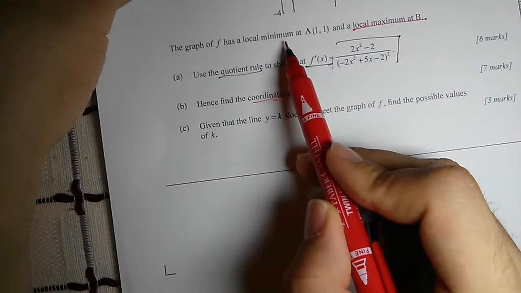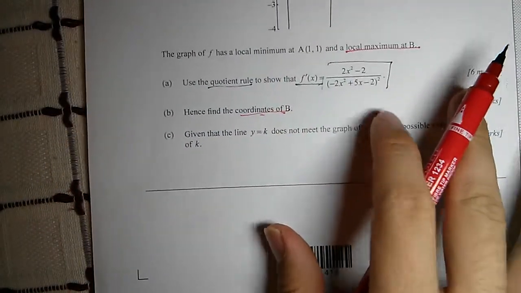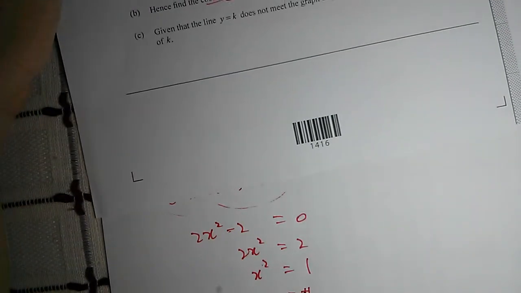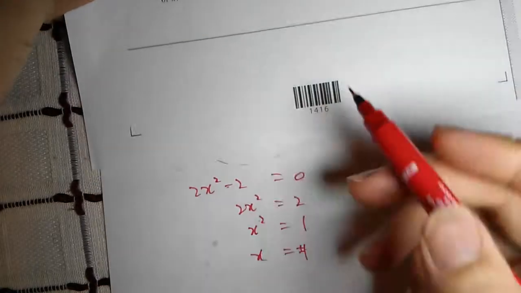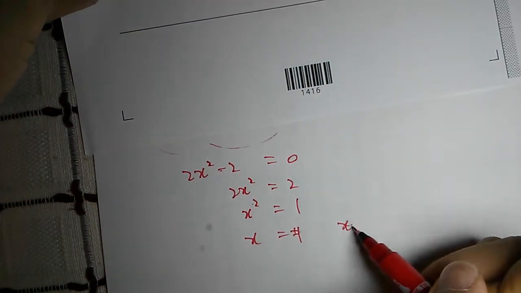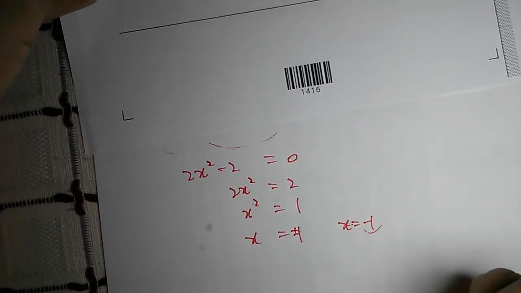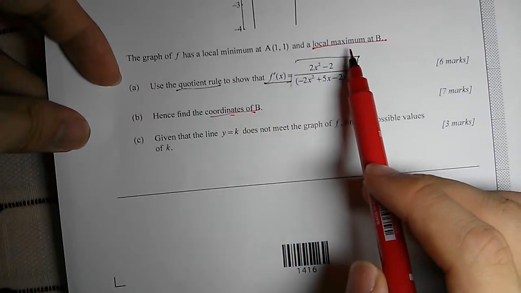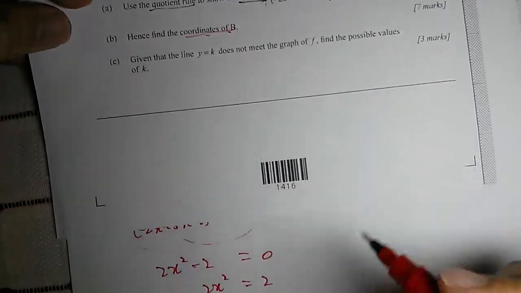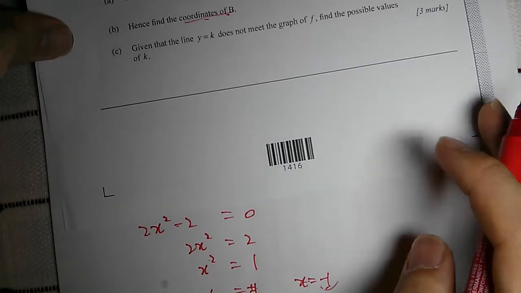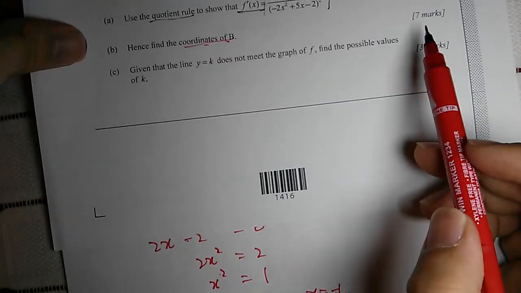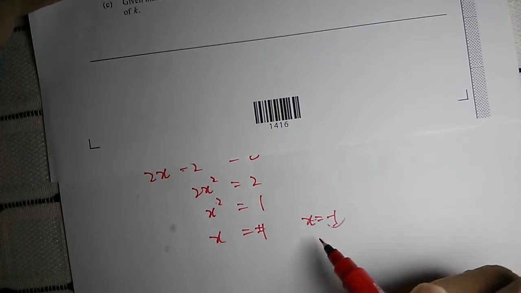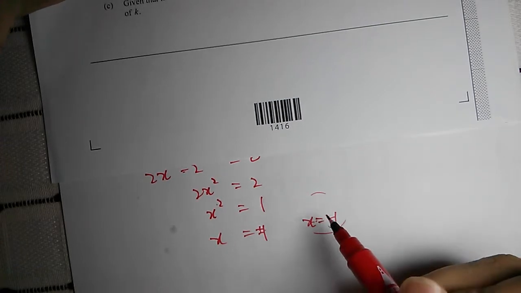Now note that they give you A. A is a local minimum, while A has x equal to 1. That's telling you that the positive 1 is for the minimum. So it's obvious that x equal to negative 1 should be a maximum, because there's only one minimum and only one maximum. Now, for this year of the syllabus, inside the marking scheme, you have no need to prove that this is actually a maximum.